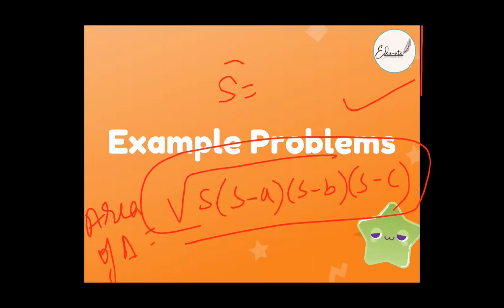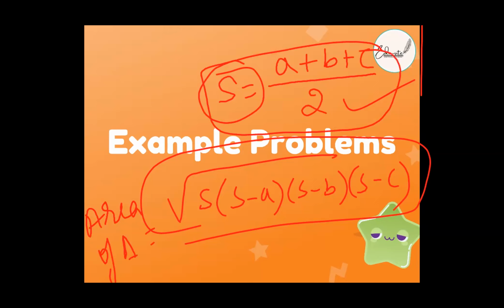What is the formula to calculate S? S is equal to (a plus b plus c) by 2. Yes, this is the formula to calculate S. Understood? What is ABC, beta? What is ABC here? The sides. Yes, ABC are the sides of the triangle.